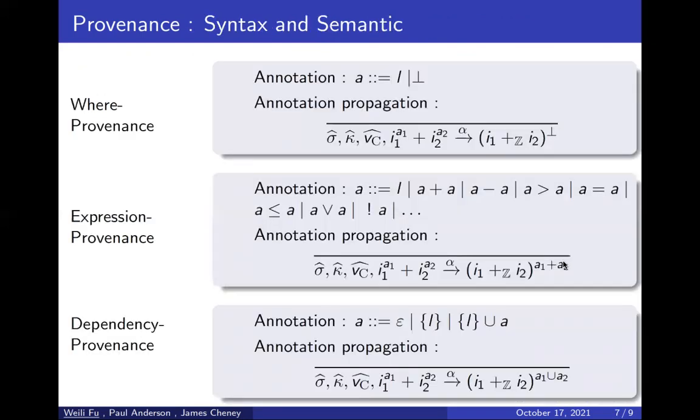In the formalism, the annotation of where-provenance is a single label or a bottom. The annotation in the evaluation remains only when the input does not take part in any operation. For expression provenance, the annotations correspond to the primitive operations. The annotations are propagated to record operations that derived an output data. For dependency provenance, the annotations are a set of labels that represent all the input data that could influence the output data.